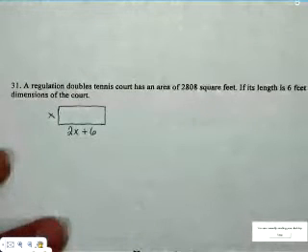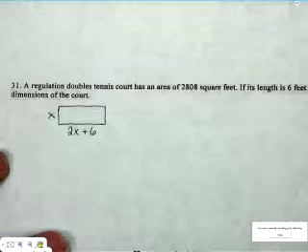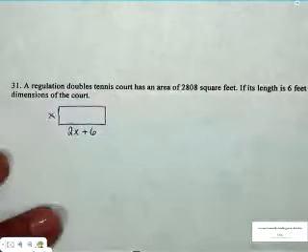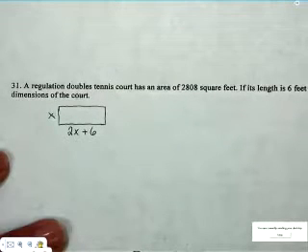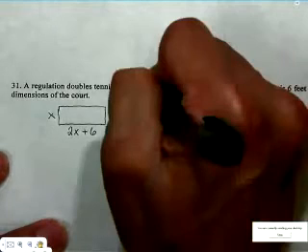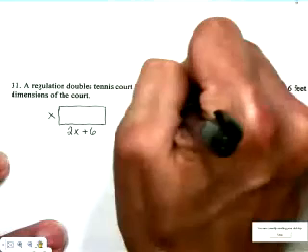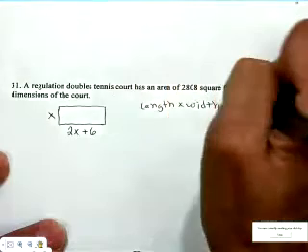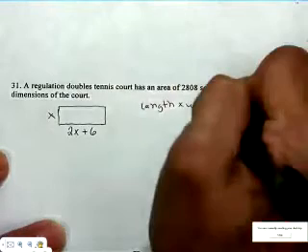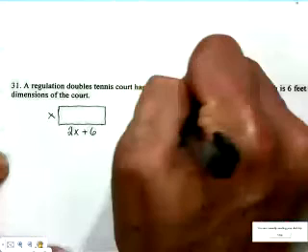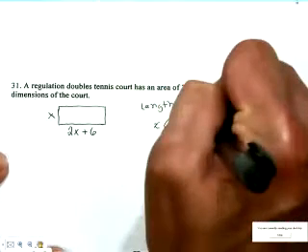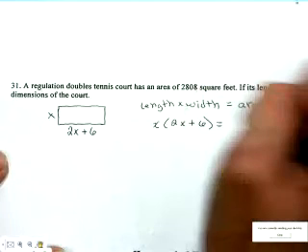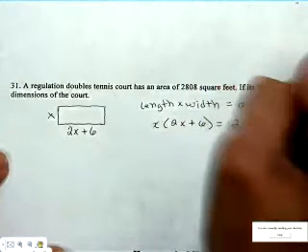What's the other thing we're given? The area, and how do you find the area of a rectangle? Length times width. Length times width equals area, and we know that area to be 2,808 feet.